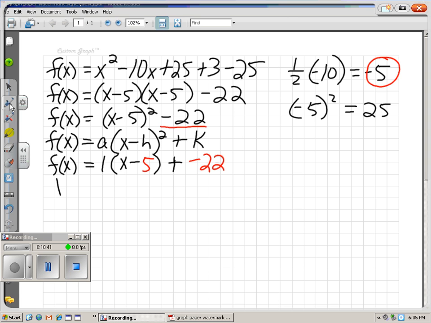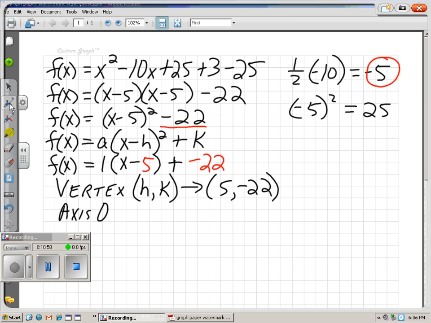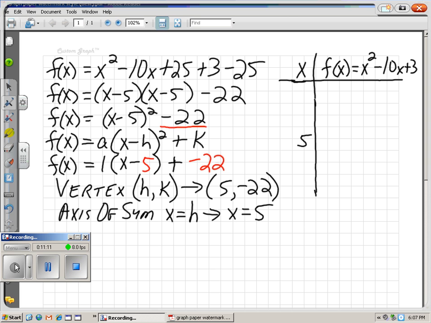All right, let's answer our questions now. Our vertex is h, k. All right, and we just found h, k by putting the equation in standard form. So 5, negative 22. Our axis of symmetry, I'm going to abbreviate, is x equals h. And we just found out that h is 5. So x equals 5.